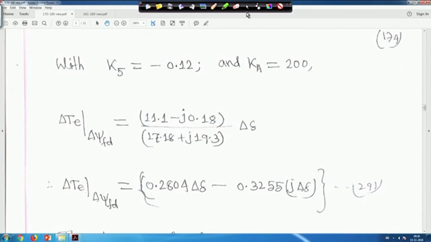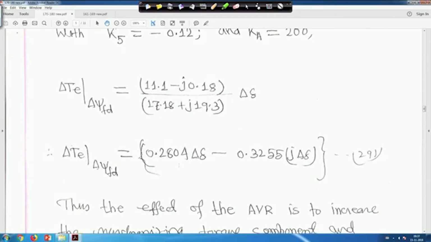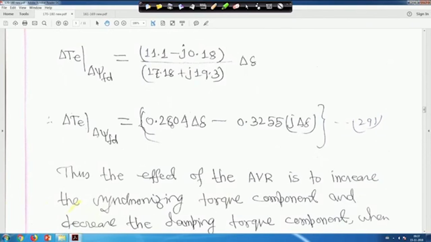If you simplify that, then you will get delta T due to delta psi FD as 0.2804 delta delta minus 0.3255 j delta delta. So this part is the synchronizing torque component, and this is the damping part, because of j delta delta. Earlier we have seen that it is in phase with delta omega and 90 degrees out of phase with delta delta, as you have seen in your phasor diagram. This is quite interesting.